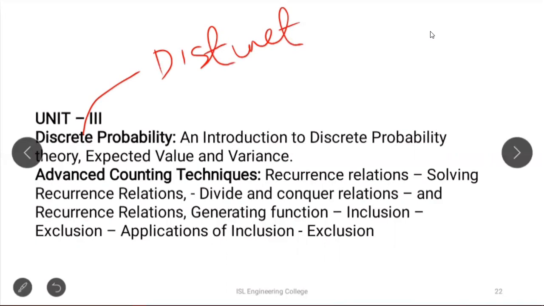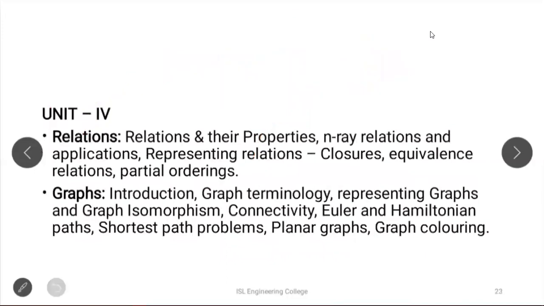Then we have advanced counting techniques. So a continuation of permutation and combinations. This topic is a continuation of permutation and combination, where we'll be studying recurrence relations, divide and conquer relations, generating functions, etc.